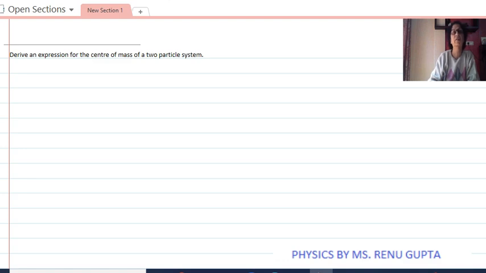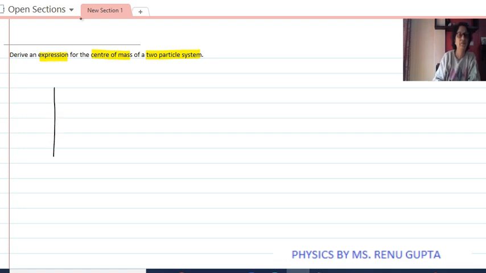Here we are deriving the relation from the topic of rotational motion, class 11 physics. The question is: derive an expression for the center of mass of a two particle system. First we draw the diagram.